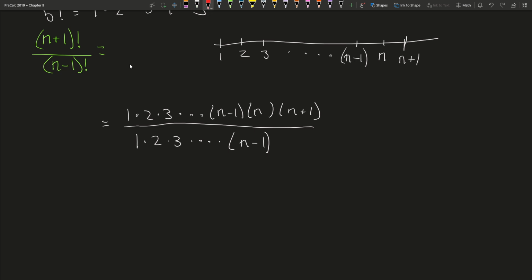And then we can cancel out common factors. The 1's cancel, the 2's cancel, the 3's cancel. Everything up until n minus 1 cancels. The n minus 1's cancel, and we're left with n times n plus 1 in the numerator, which is just n squared plus n. So you're not always just going to get numbers here. You're going to get variables as well.